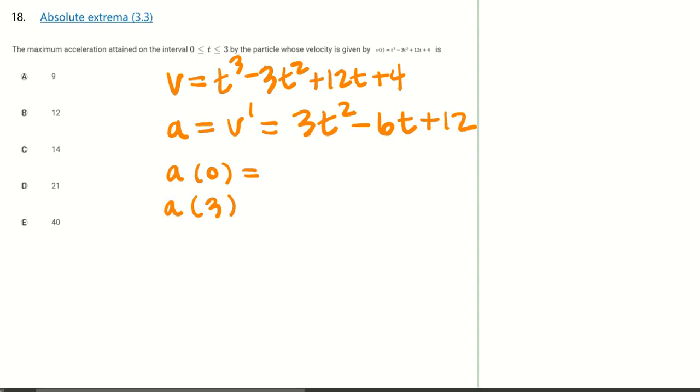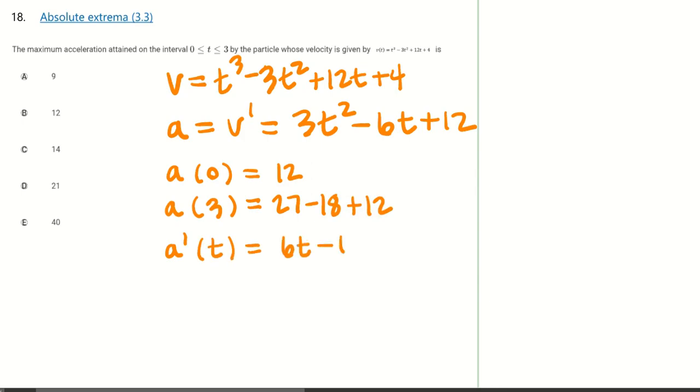Okay, but I'll just plug in A of 0, that's going to be 12. A of 3 is going to be 3 times 9 is 27 minus 18 plus 12. Okay, so that's definitely bigger than 12. And then I need to know where is a prime of t equal to 0. Well, a prime of t is 6t minus 6. A prime equals 0 when t equals 1. Okay, so I'm going to check the value of a when t is equal to 1.